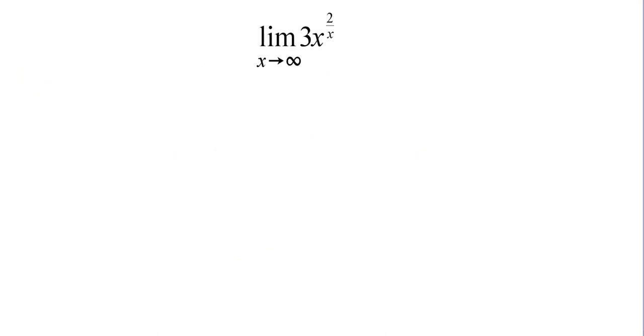For this next one, when we plug in infinity, we've got the form infinity to the 0 power. And so for this one, we'll use the same method as the previous problem. We'll take the natural log of our function and look at that limit, and we'll have to exponentiate our answer at the end. So we will look at the limit as x approaches infinity of the natural log of (3x) to the power of 2 over x.